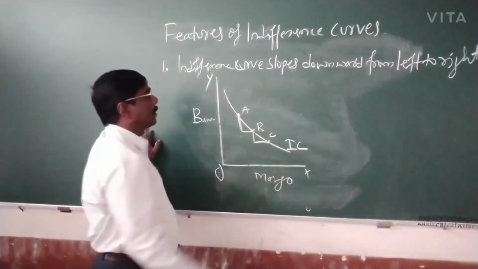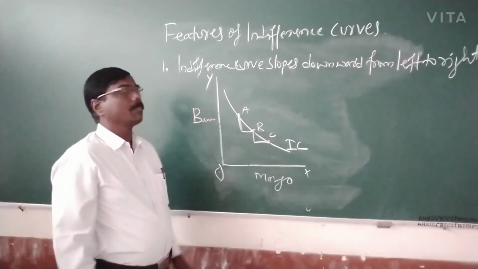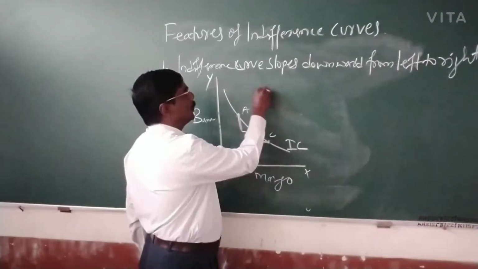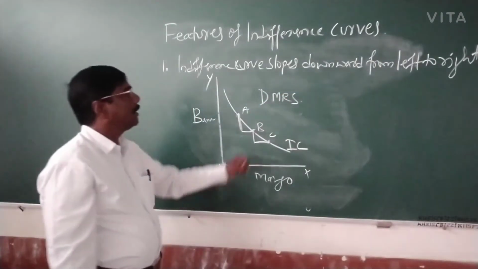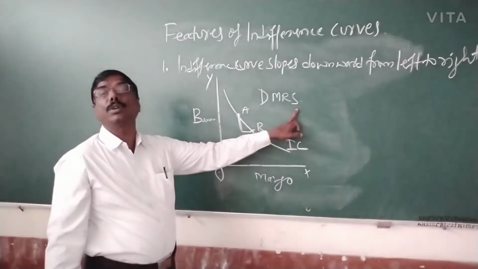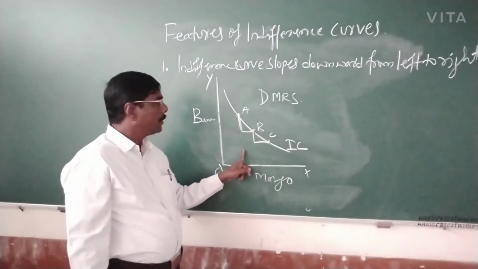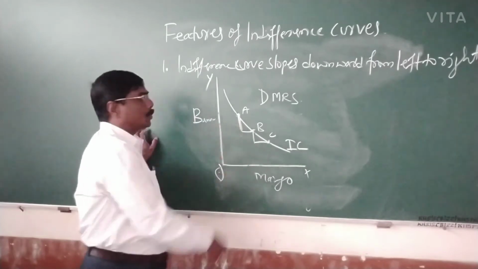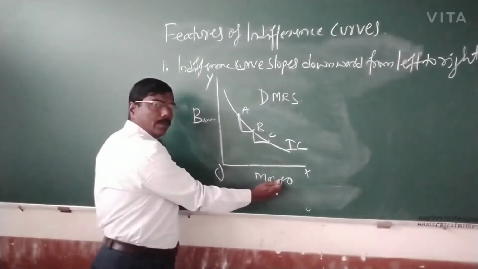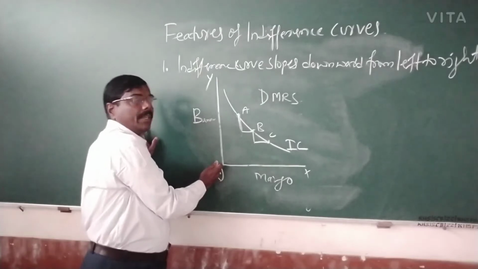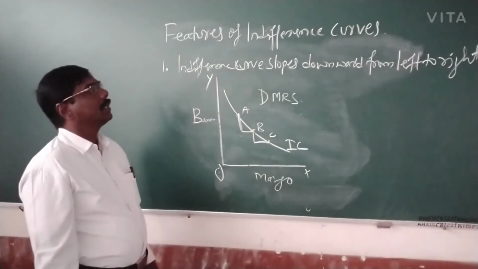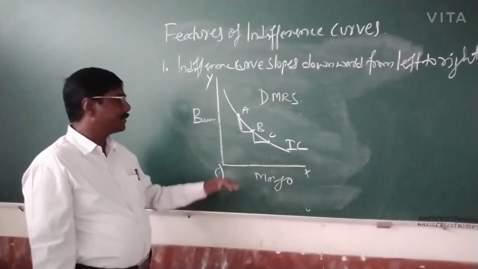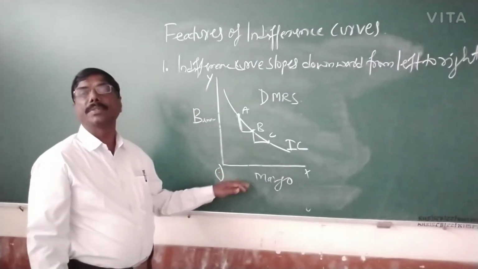This is due to the diminishing marginal rate of substitution. The marginal rate of substitution goes on diminishing. So suppose he wants to consume more mangoes, he has to reduce banana. Therefore, the indifference curve slopes downward from left to right. This is the first feature of an indifference curve.